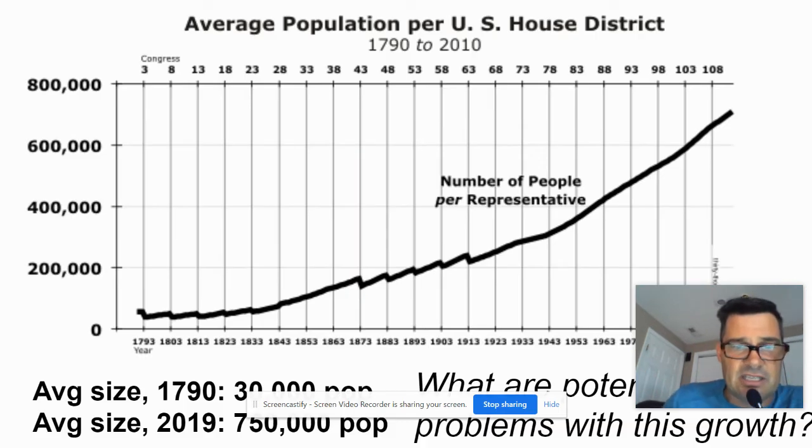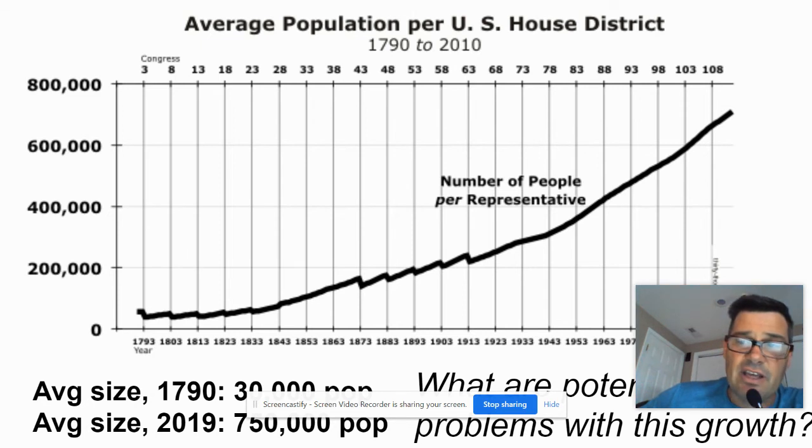In fact, this tells you. Look at that, I just started quoting stuff and I was right. Of course, I typed it, so I should be. All right, average size in 1790, 30,000. Today, 750,000. And if we were in class, we would discuss what the potential problems with this growth are.